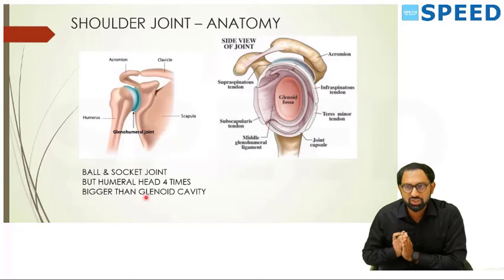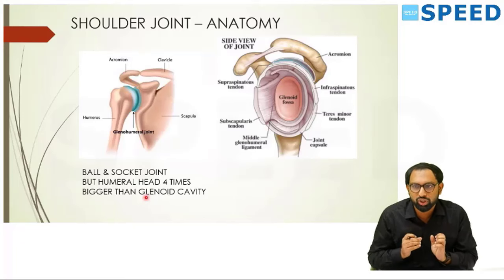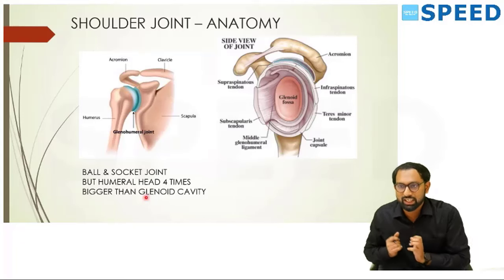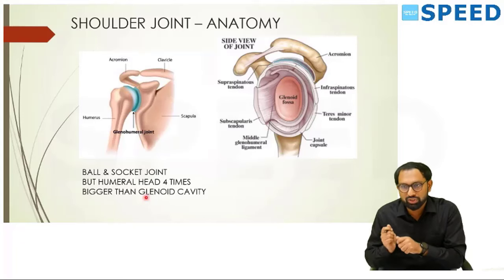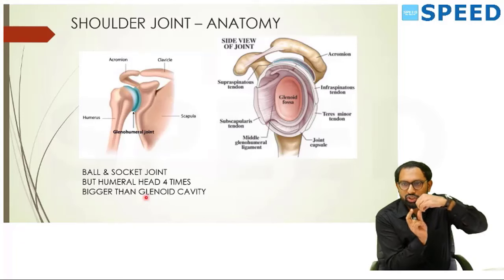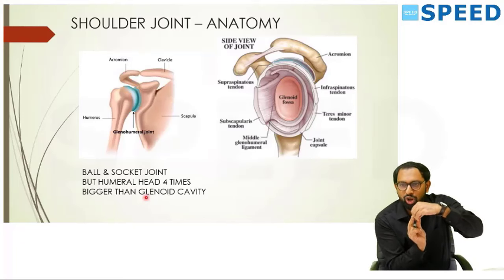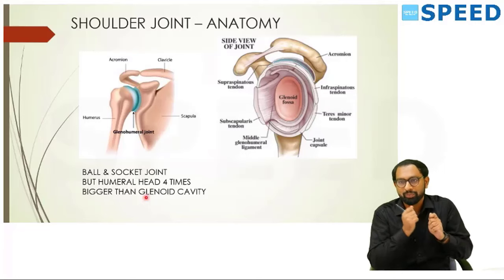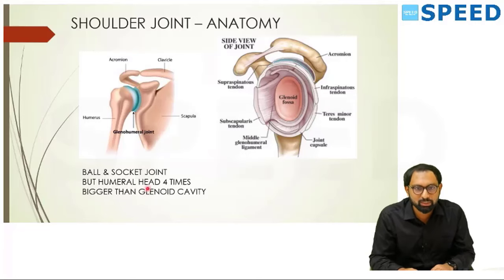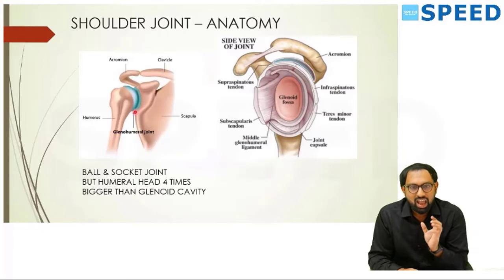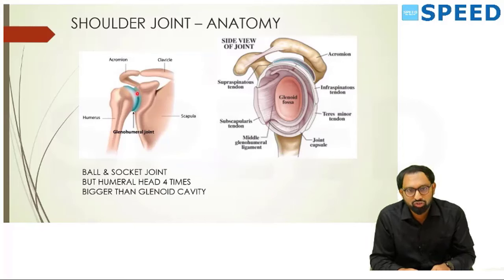So what is mentioned in books is that this is not a ball and socket joint, but a golf ball on a tee experience. Have you seen a golf ball? How is it kept on a tee? There is a very small tee on which a golf ball is kept, and then you hit that golf ball. So the articulation here is very similar. There is a very small glenoid cavity which looks like that tee, and there is a very large golf ball, that is your proximal humerus.